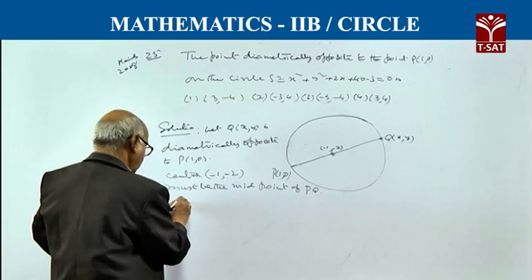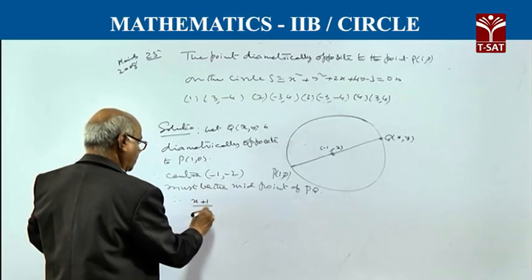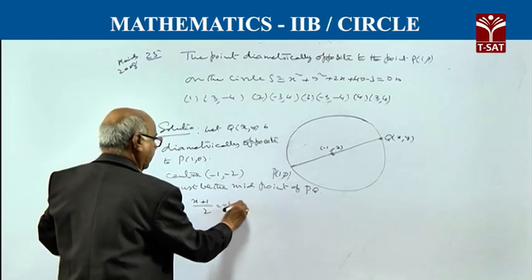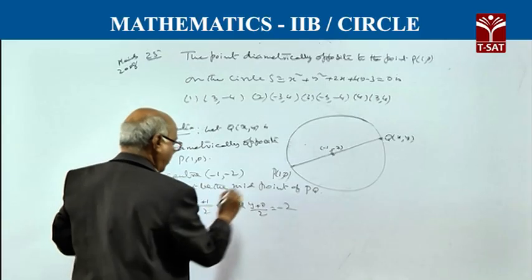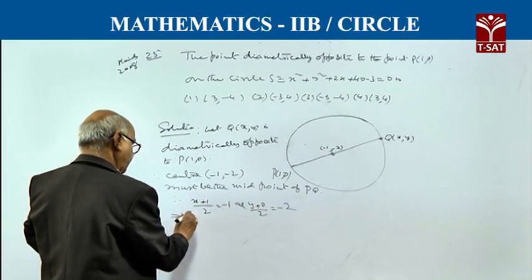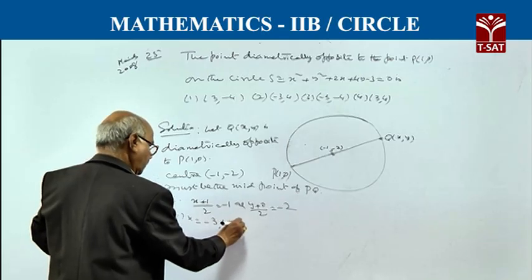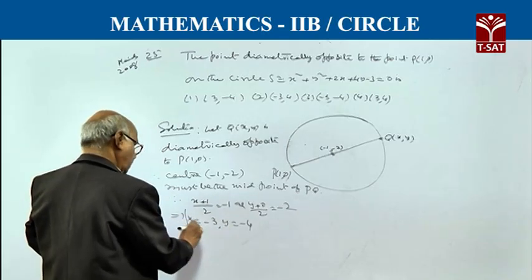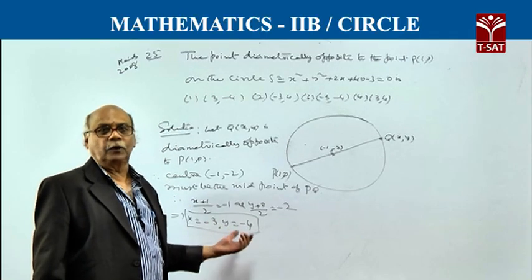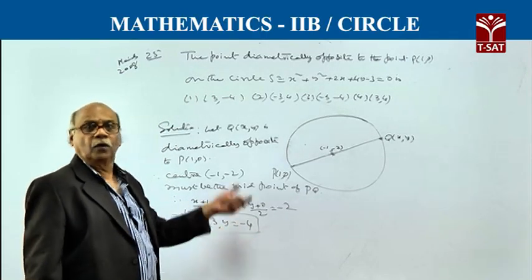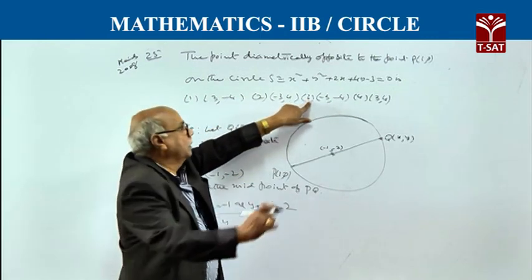So, therefore, now use the midpoint formula. So, (x plus 1) by 2 is equal to minus 1 and (y plus 0) by 2 is equal to minus 2. So, that implies x is equal to minus 3 and y is equal to minus 4. So, the diametrically opposite point is simply (minus 3, minus 4), which is option number 3 itself.